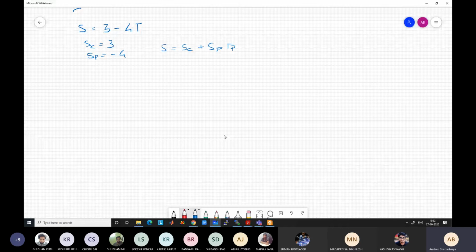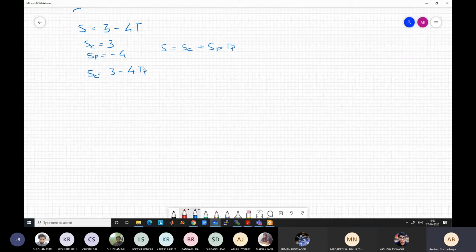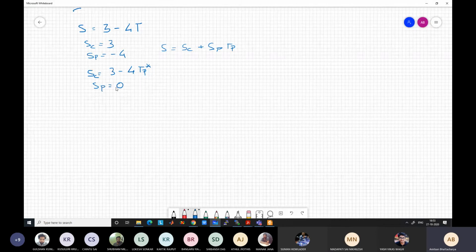I can also write this like this. SC is equal to 3 minus 4 TP star. Okay, I will come to what it means. SP is equal to 0. TP star is the previous iteration value of TP. Okay, means it's a known value. From the previous iteration's calculation, you already know the temperature at that grid point P.